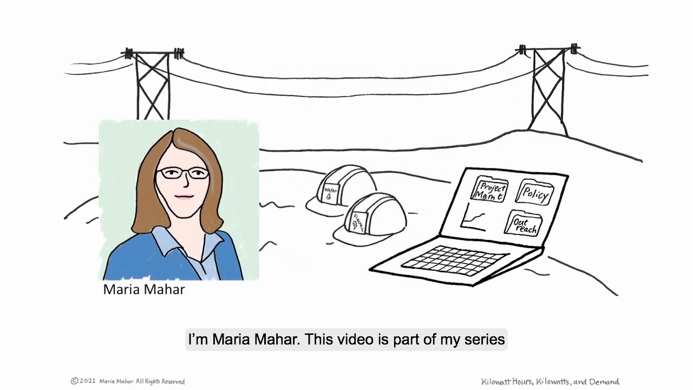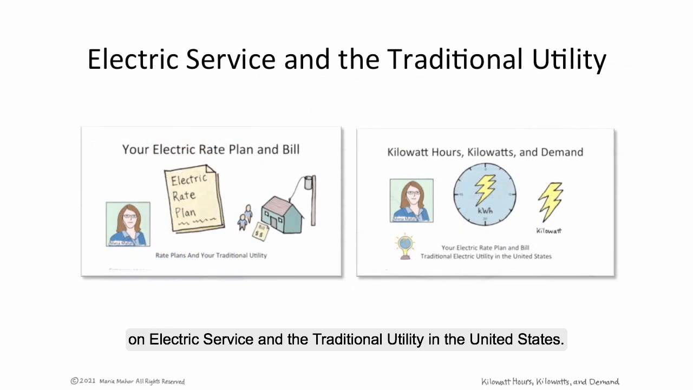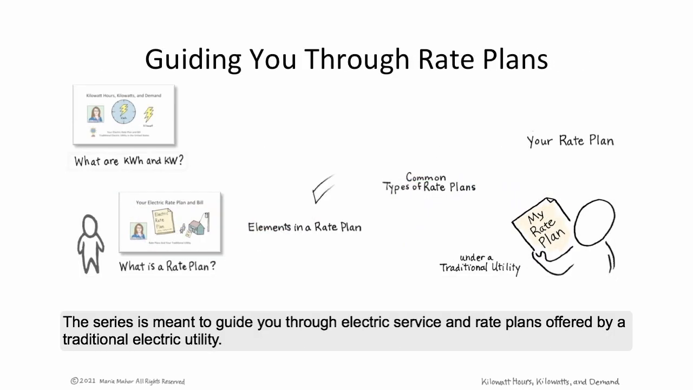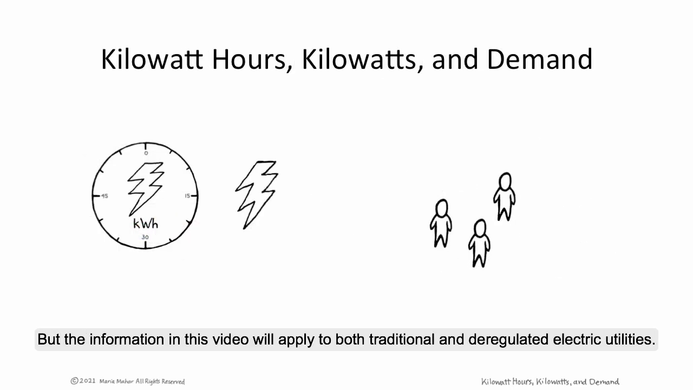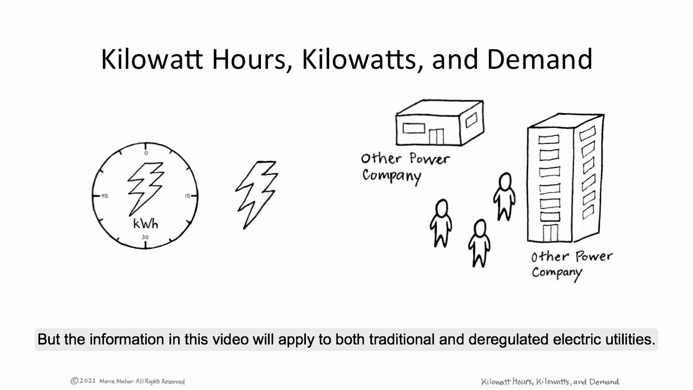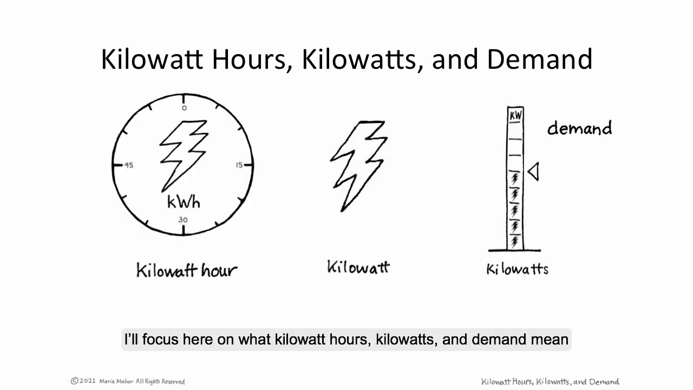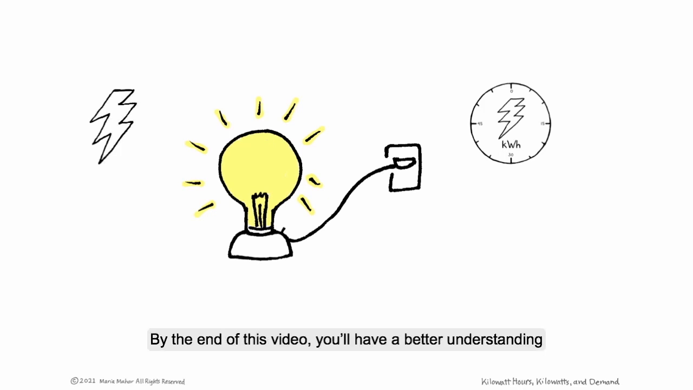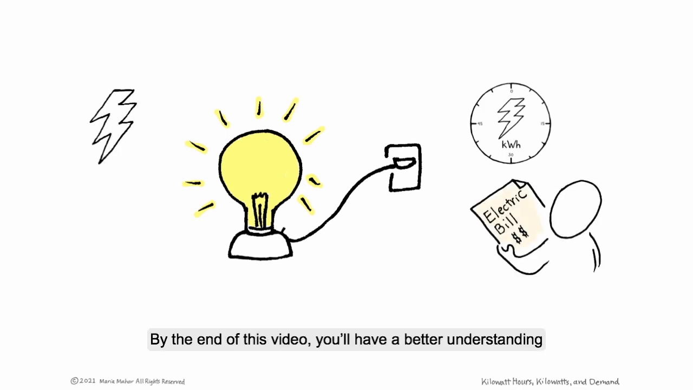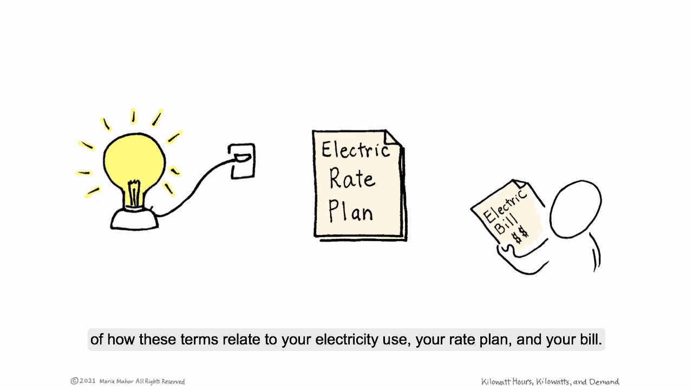I'm Maria Maher. This video is part of my series on electric service and the traditional utility in the United States. The series is meant to guide you through electric service and rate plans offered by a traditional electric utility. But the information in this video will apply to both traditional and deregulated electric utilities. I'll focus here on what kilowatt hours, kilowatts, and demand mean, not as a technical discussion, but in a way that relates to your appliances. By the end of this video, you'll have a better understanding of how these terms relate to your electricity use, your rate plan, and your bill.